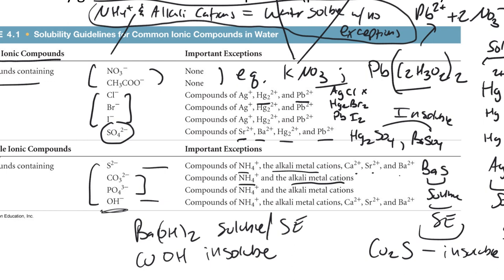So nitrates, acetates, ammonium, and alkali cations are really the groups of anions and cations that will always form a soluble compound no matter what they're paired up with. That's helpful because potassium and sodium are common cations that you see from the alkali group. You pair them up with any anion, you know that it's going to be a water-soluble compound.